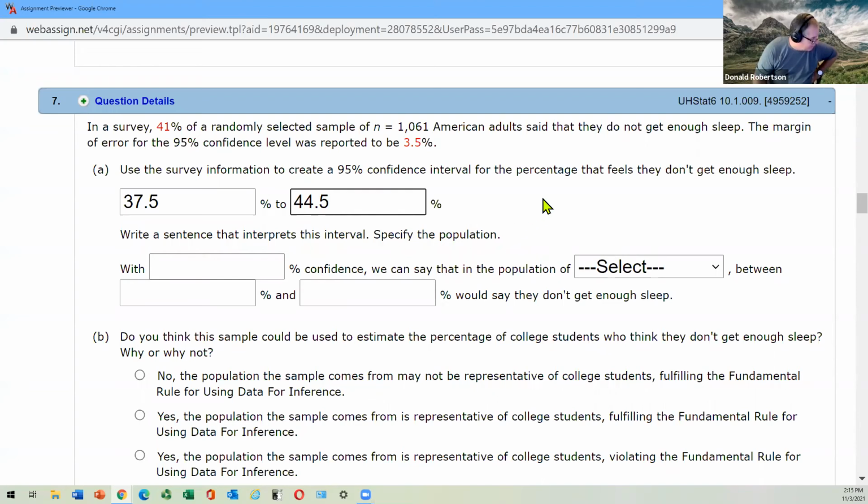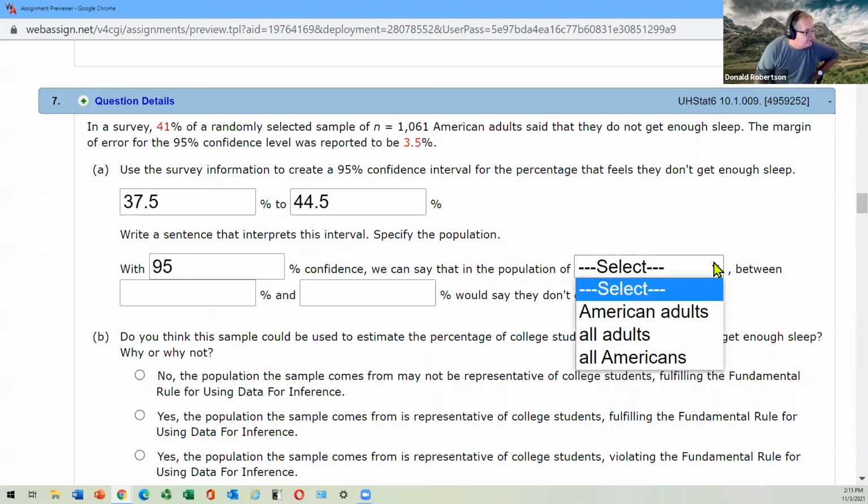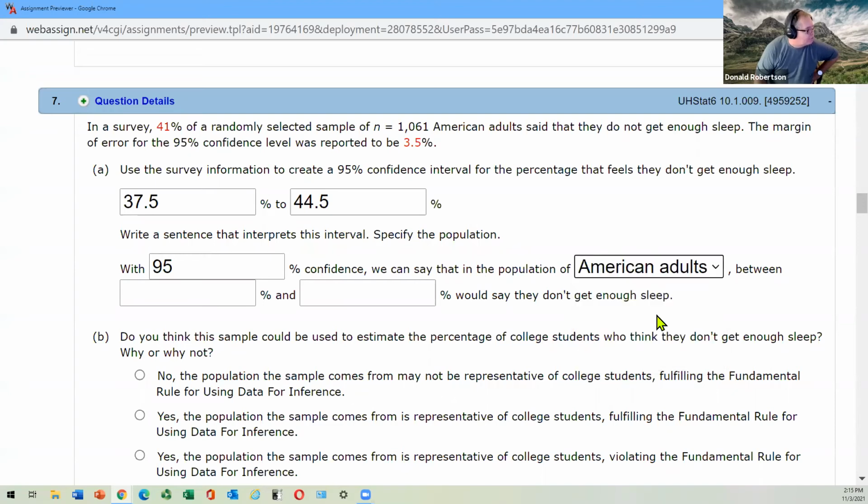Write a sentence to interpret that. So with 95% confidence, we can say that the population of American adults, why am I picking adults? Because of that, right? Between 37.5 again and 44.5 would say they don't get enough sleep. Are we cool with that answer now?